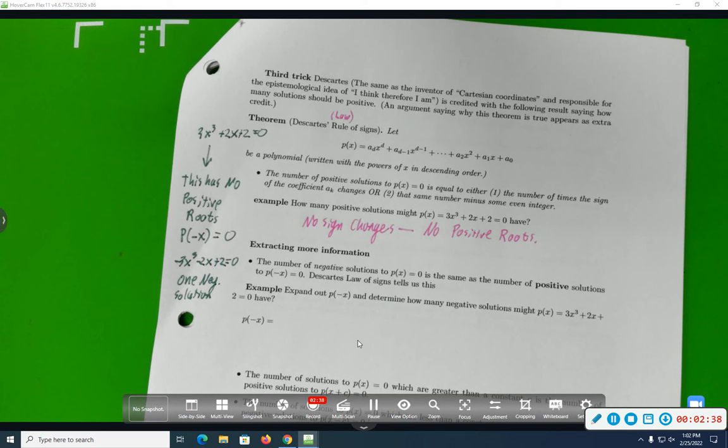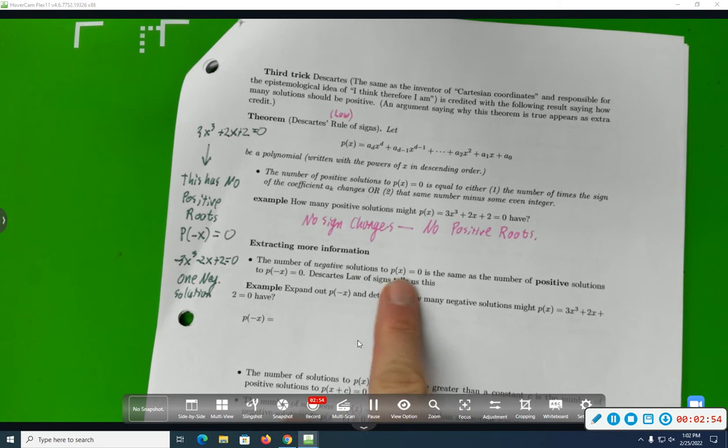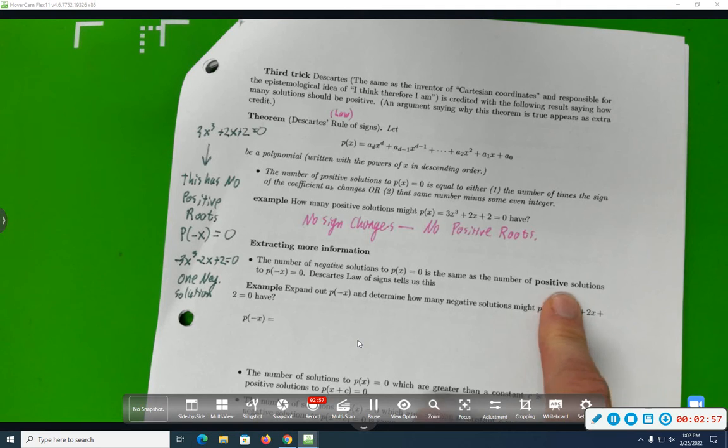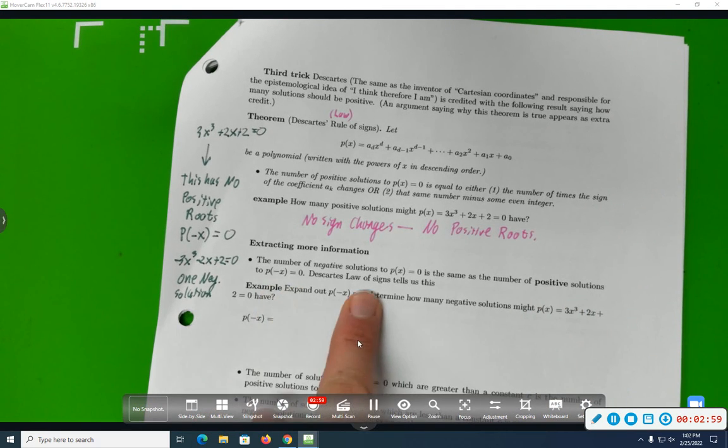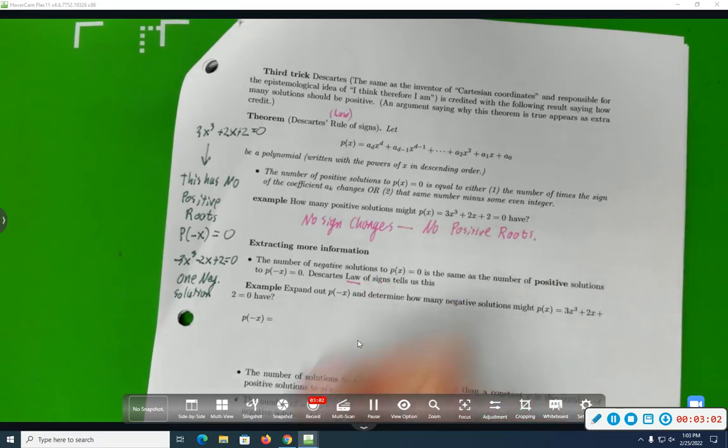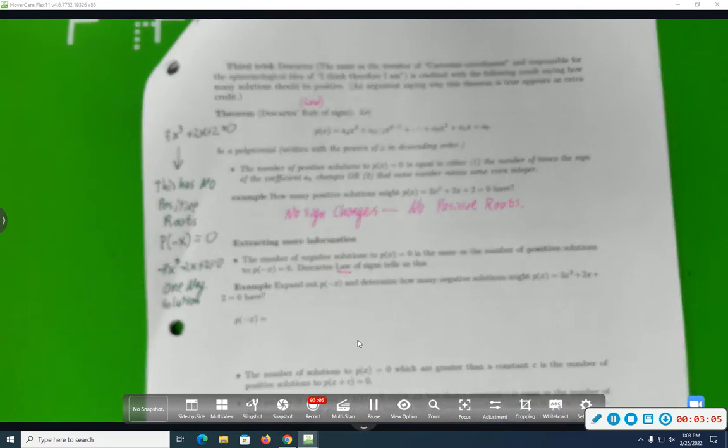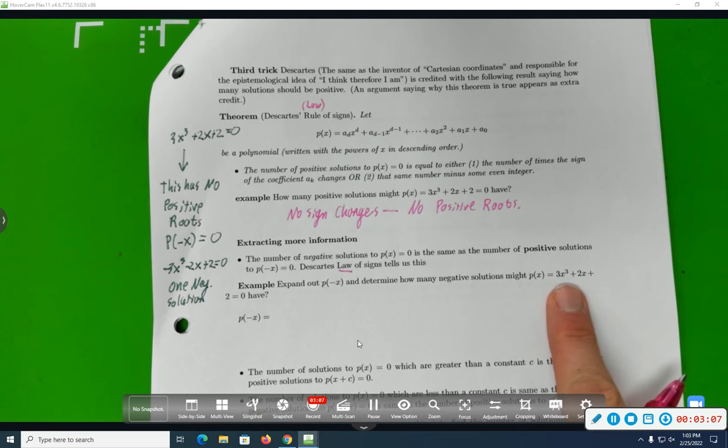Let's suppose you want to know how many negative roots a thing has. Well, a negative root is the same as a positive root of p of negative x. So, if you want to compute the number of negative solutions to p of x equals 0, count the number of positive solutions to p of negative x, use the law of signs. Oh, there it is. I'm calling it the law of signs instead of the rule of signs already. So let's use that on this. If I want to know how many negative solutions this will have, I'll plug in negative x instead of x. And it's easy to switch from a positive to a negative, but maybe I'll do it in the intervening step.